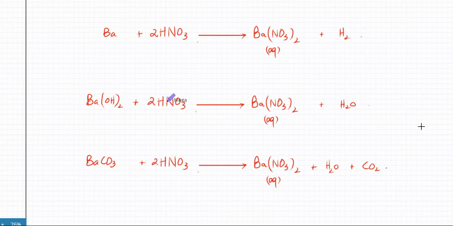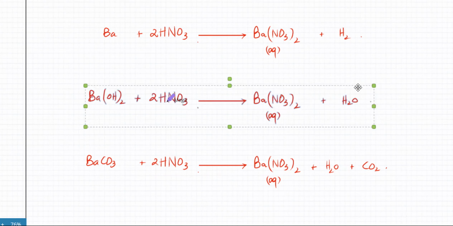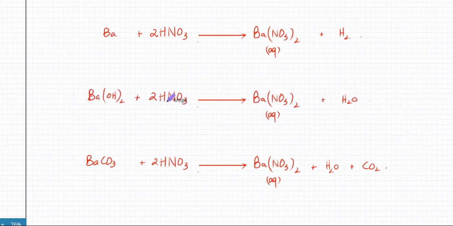Okay, is it clear up to here? So I figured out 3 reactions for making barium nitrate, and at the moment these are just 3 reactions. Clear, Zainab, Mariam, Aiden, is this clear?